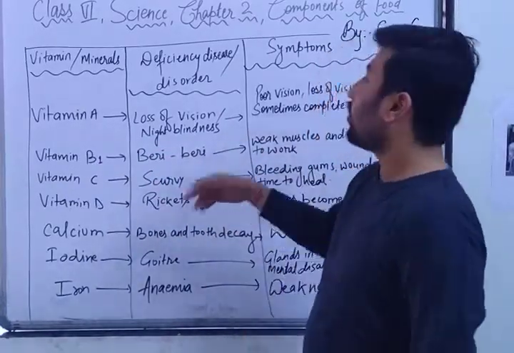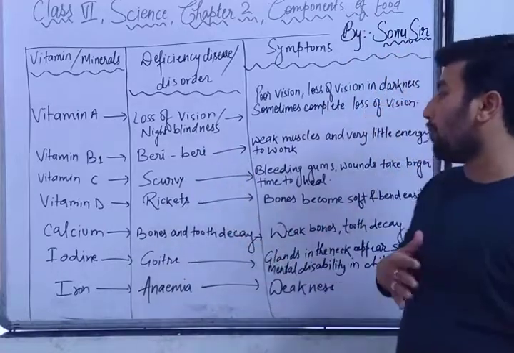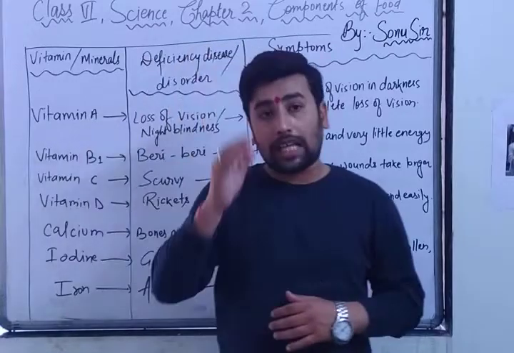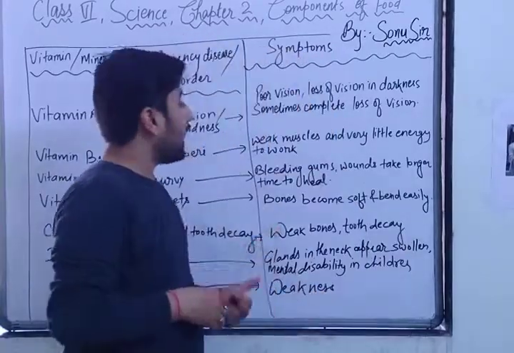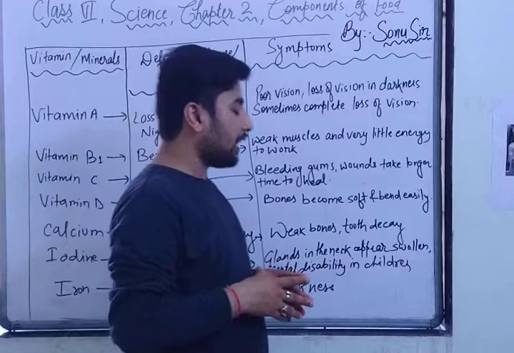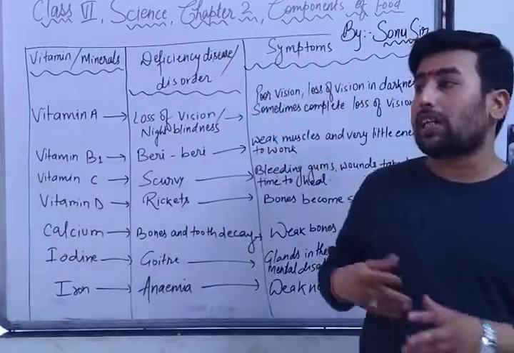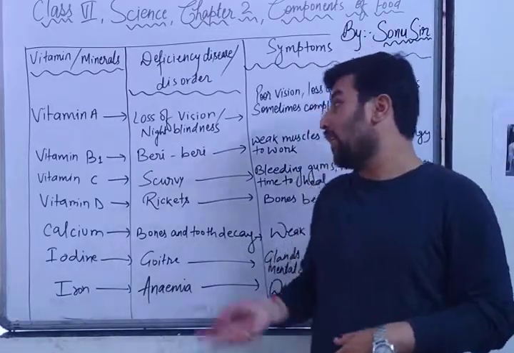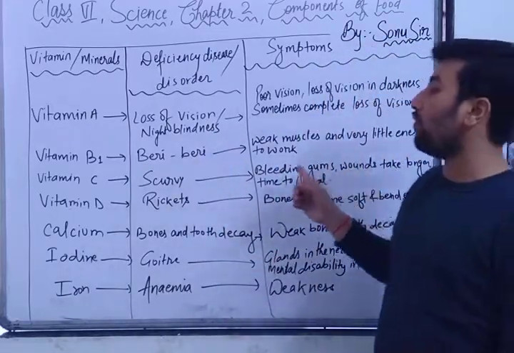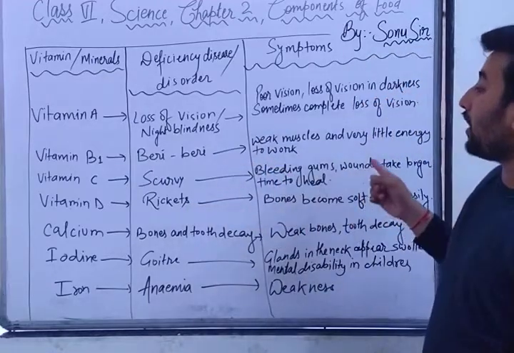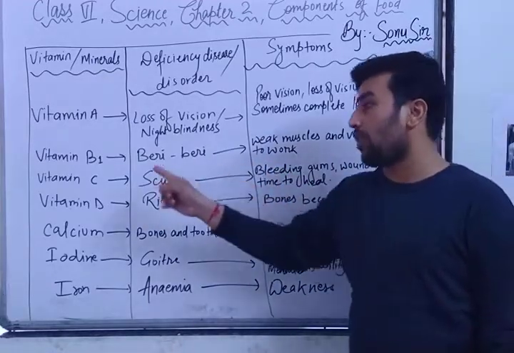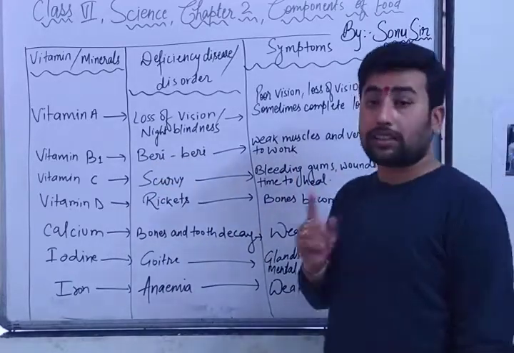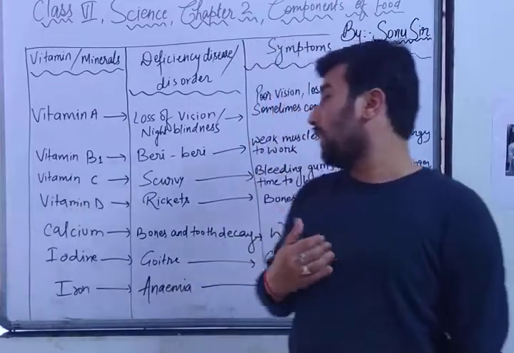Lack of vitamin B1 causes beriberi, and beriberi is a disease. How will you understand whether this person has beriberi or not? They are going to have weak muscles and very little energy to work. Sometimes when we get a lot of work, we do not feel very energetic, meaning we always feel weakness. This is because of lack of vitamin B1. So beriberi is a disease caused by the lack of vitamin B1, and weak muscles and very little energy to work are the symptoms of beriberi.